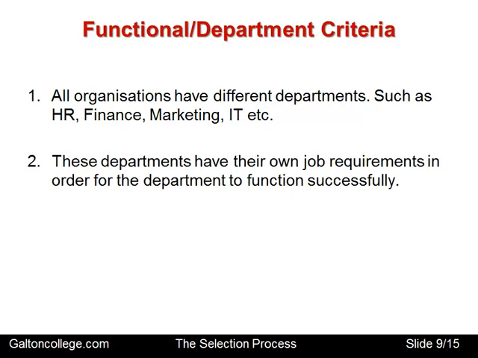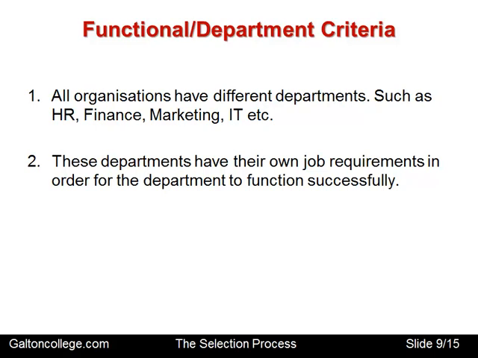So they have their own job requirements in order for the department to function successfully. They're going to be measured by their efficiency and by their ability to meet the performance requirements set by the broader organisation. And they are also, in a sense, a cog in the wheel. They must carry on to make their contribution because other departments will be, to some extent, depending on them.